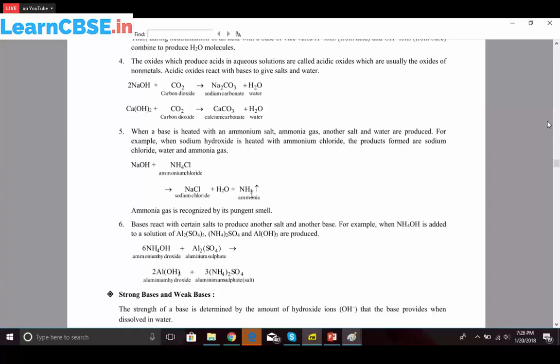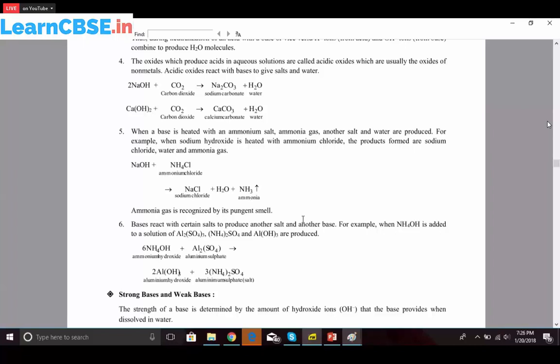So how can we confirm that it is ammonia gas being produced in this reaction? We use red litmus paper. It will turn blue, which indicates that ammonia gas is coming out. It can also be characterized by its pungent smell.